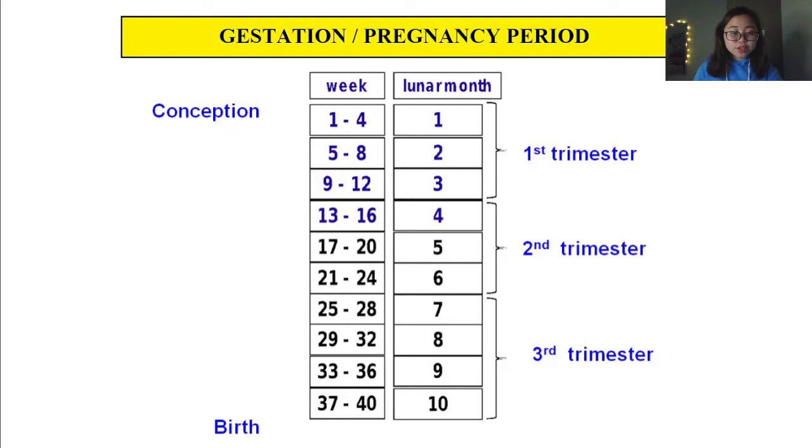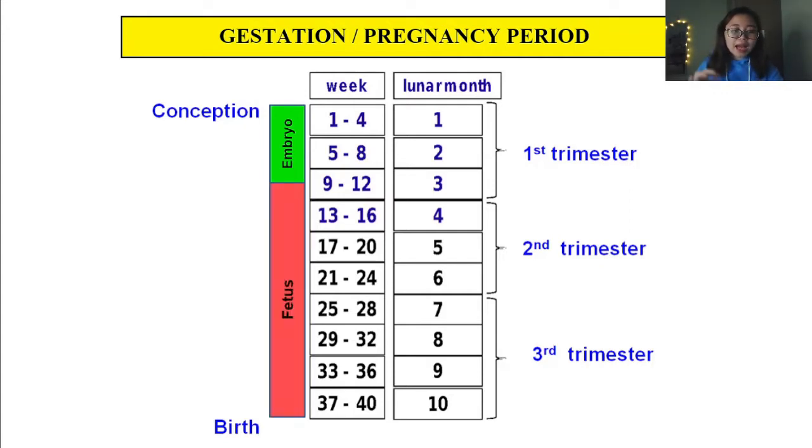It's divided into 3 trimesters, as you see over here. From the point of conception, that is week 1, and birth is the final week. Now, when it is in the womb, you can call it baby, but actually when it comes to more scientific terms, we refer to it as an embryo in roughly the first trimester. And after the first trimester, second and third trimester, we start calling it a fetus.